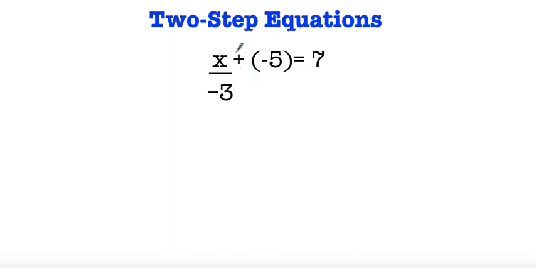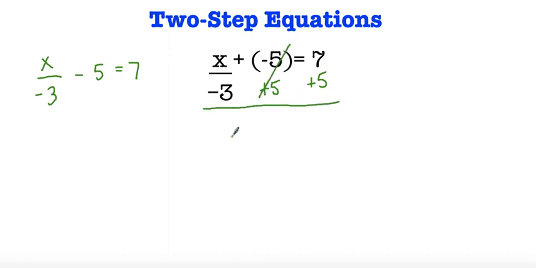And don't be confused with the plus sign, because even though it's plus, it is still a negative. Remember that this equation here is the same as x divided by negative 3 minus 5 is equal to 7. So these two are exactly the same. So if I want to isolate my x value, I have to add 5 on both sides.